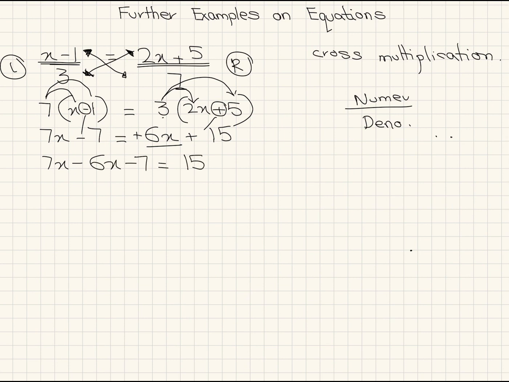And this is going to be 7x minus 6x is 1x. And I have to move the minus 7 to the other side, giving me a 15 plus 7. The sign changed. This stayed the same. And my answer is going to be 22 in this case.